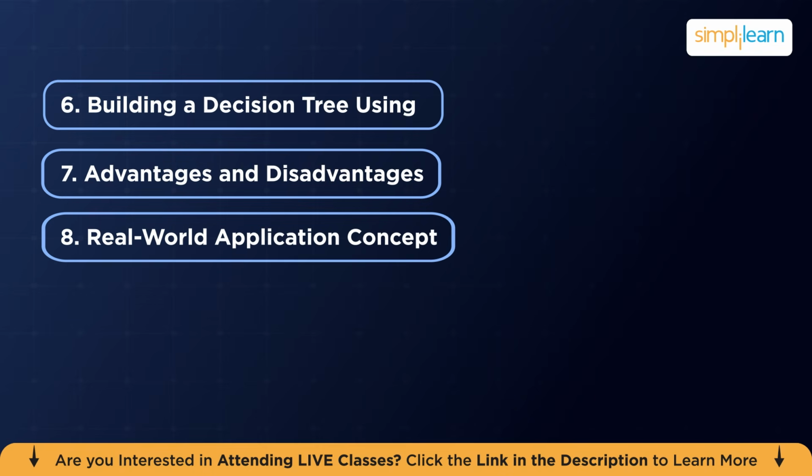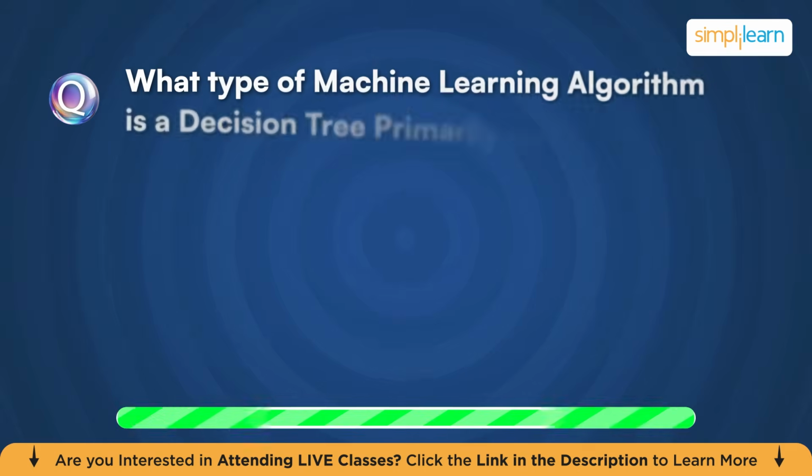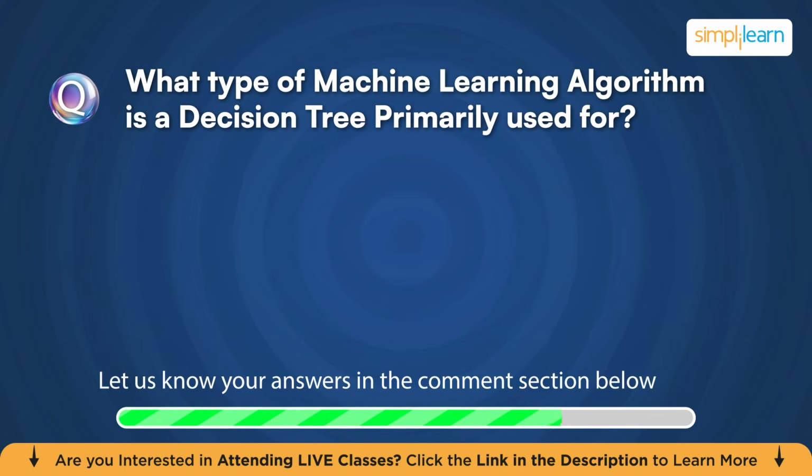So let's move on. So we have some quick questions. So what type of machine learning algorithm is a decision tree primarily used for?